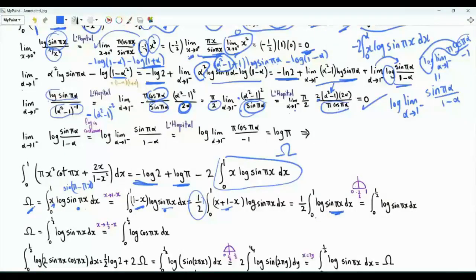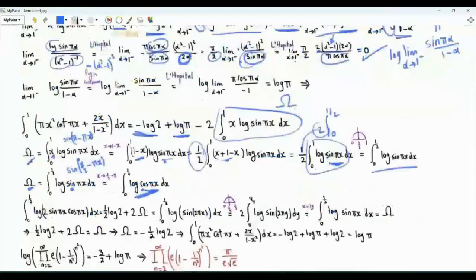Note that sin(pi x) is symmetric about x equal to 1/2. So this integral is double the integral from 0 to 1/2. 2 times 1/2 is 1. Omega is equal to the integral from 0 to 1/2 of log sin(pi x). If we replace x by 1/2 minus x, sin(pi/2 minus pi x) is equal to cos(pi x). So omega is also equal to this integral here with cosine rather than sine.